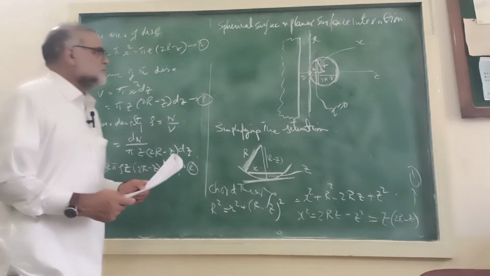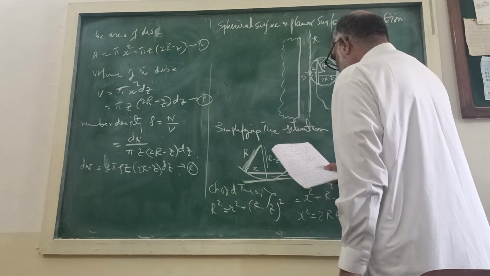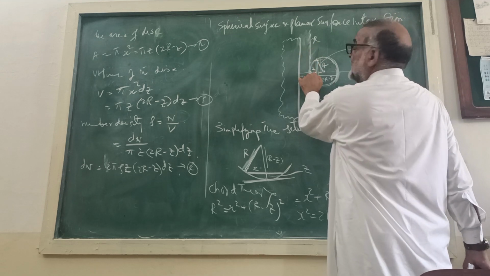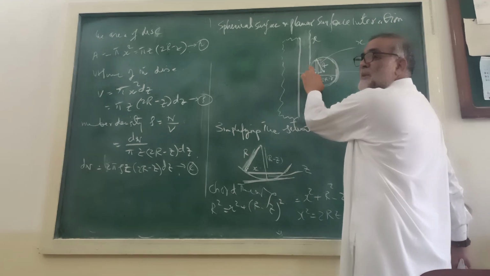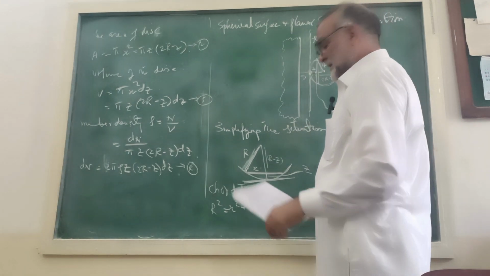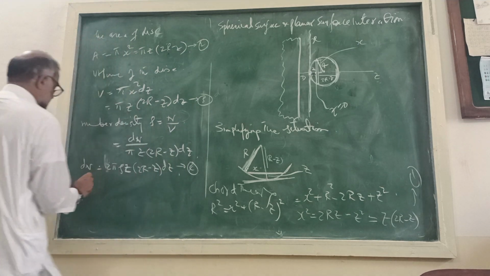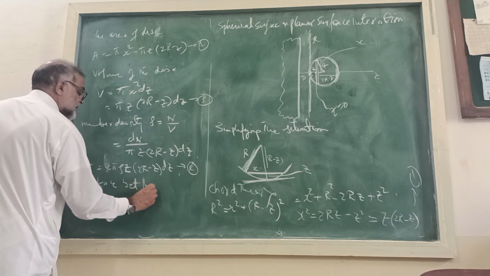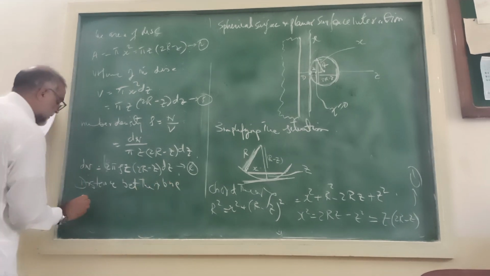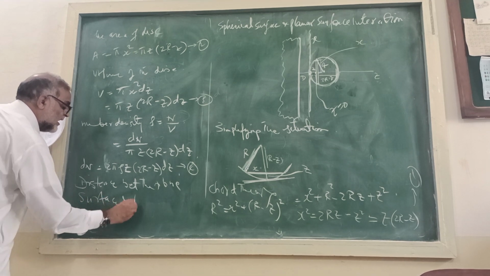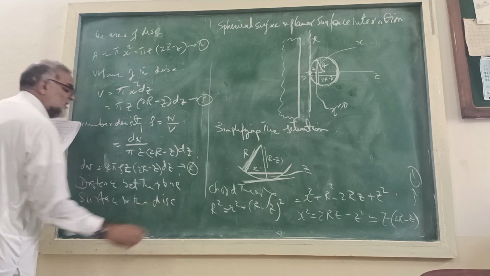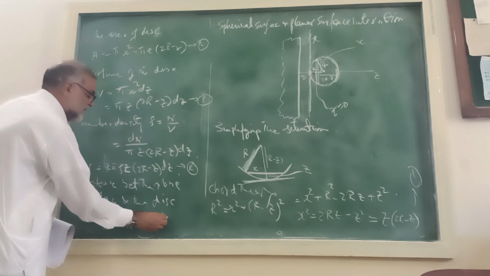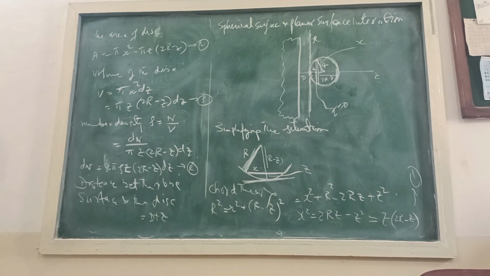Now look, the molecules here are at a distance from the plane surface of d plus z, right? The distance between the molecule and the surface is d plus z, basically.